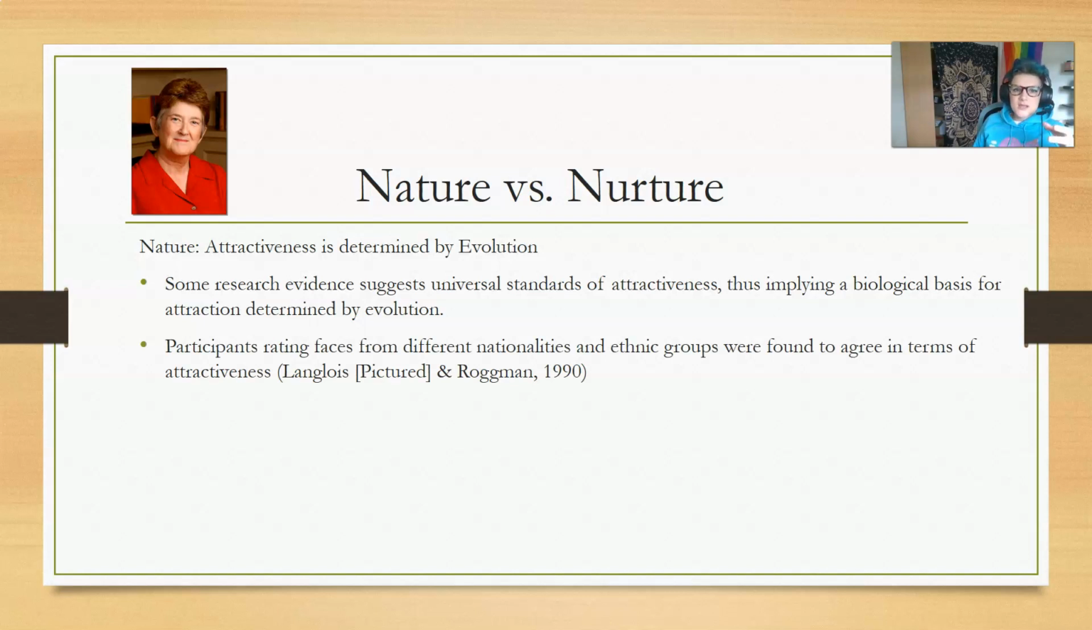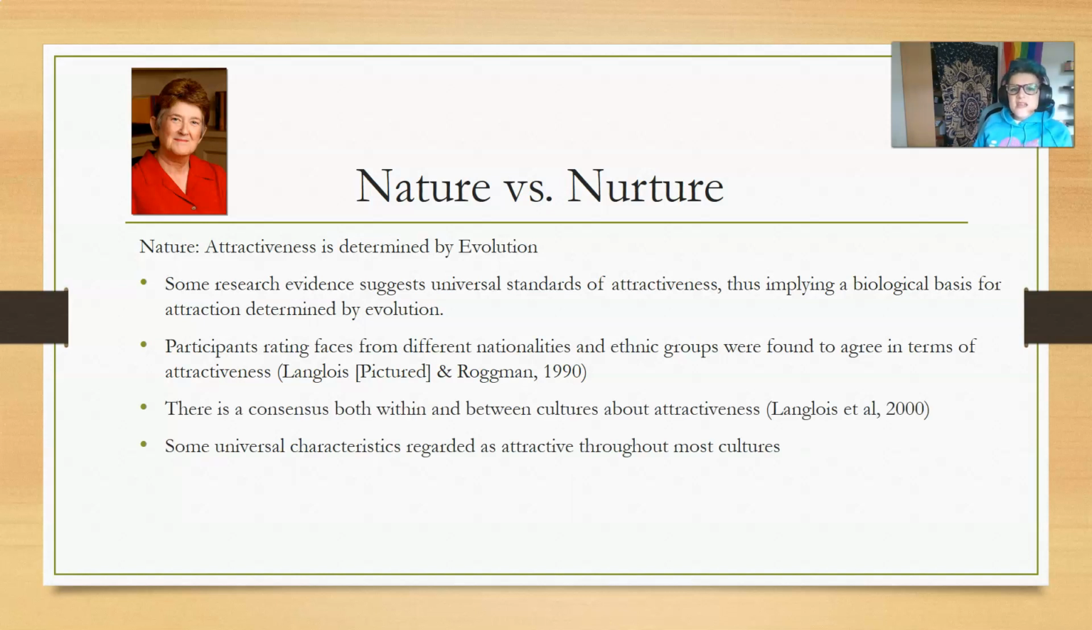Now this is really interesting because there are some indicators of attractiveness which change cross-culturally. Now that would indicate a nurture influence of attractiveness. However, researchers found that participants rating faces from different nationalities and ethnic groups were found to agree in terms of attractiveness. So even though some things do change across cultures, quite a few things were agreed upon. So there's a consensus both within and between cultures about what makes people attractive.